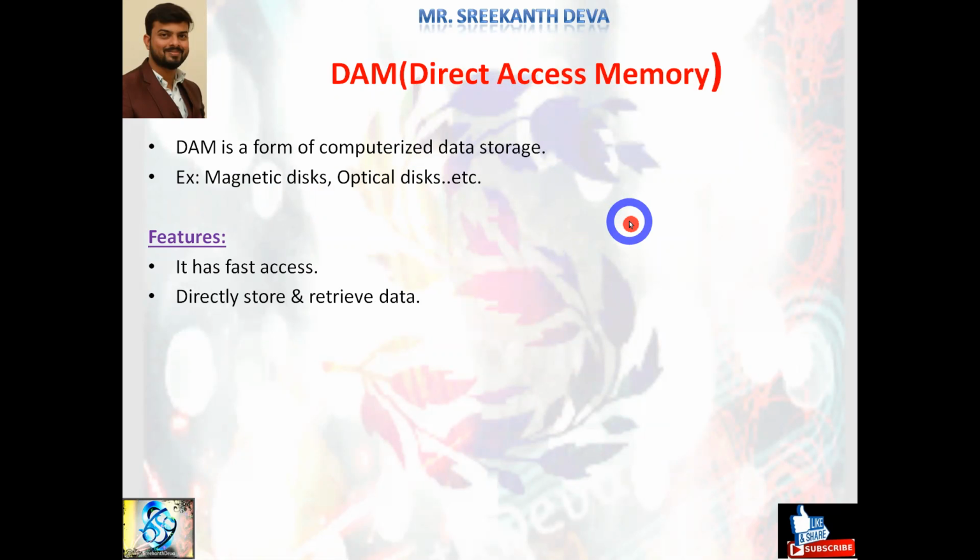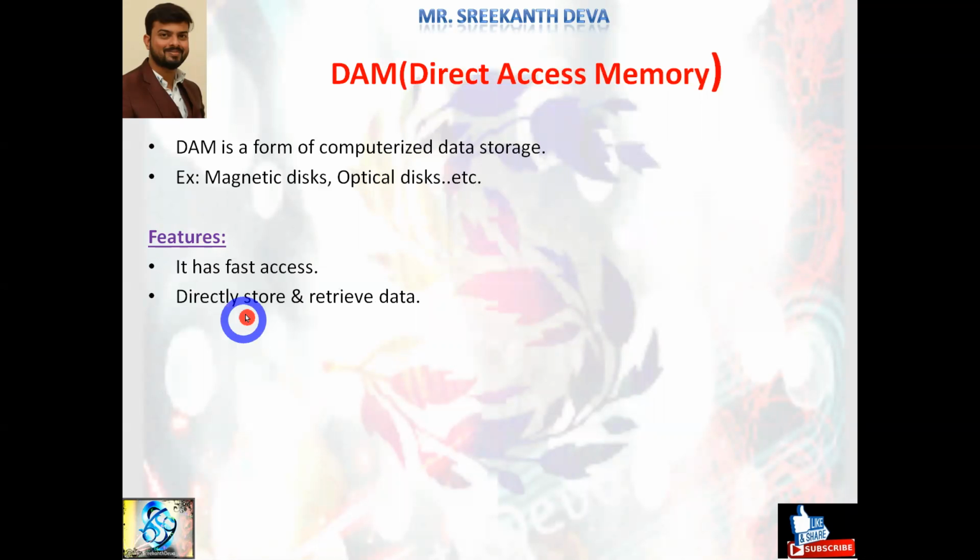Another type of access is called DAM, direct access memory. Direct access memory is a form of computerized data storage. It refers to conditions in which a system can go directly to the information that the user wants. Memory devices which support DAM, direct access memory, have suitable examples like magnetic disk and optical disk. These two are suitable for DAM.